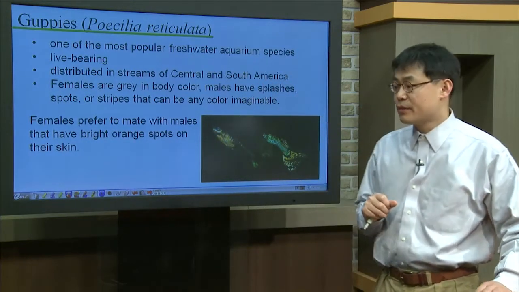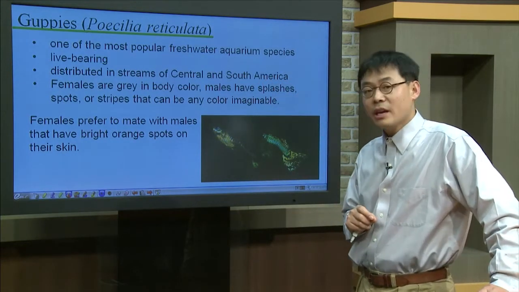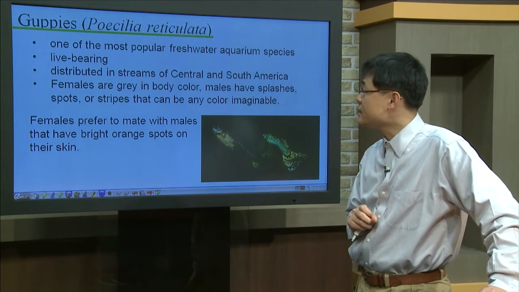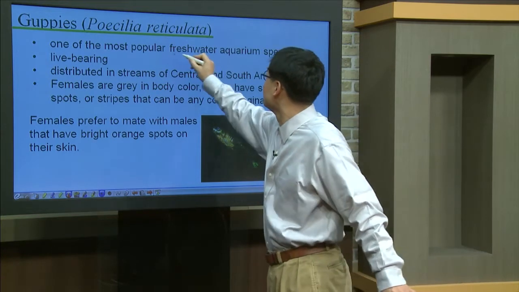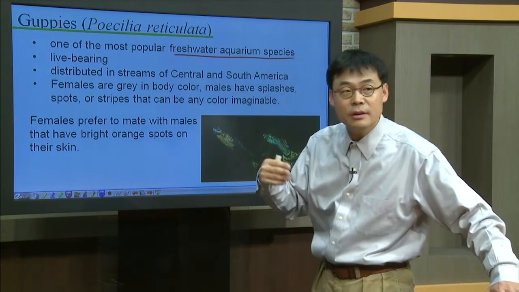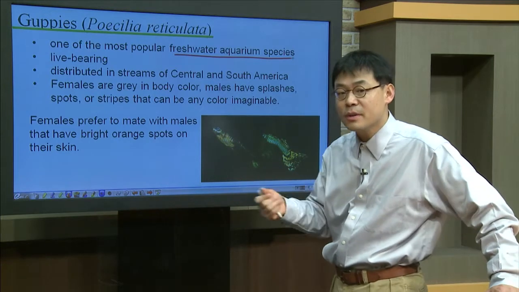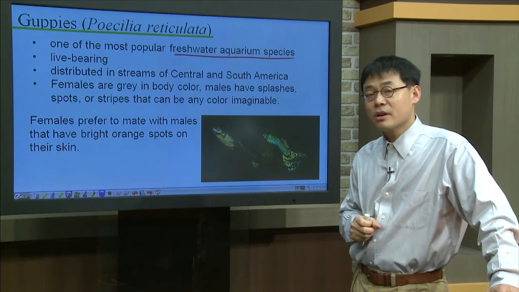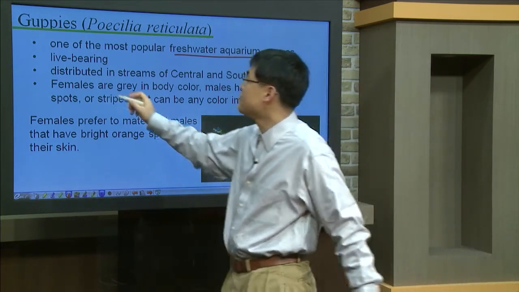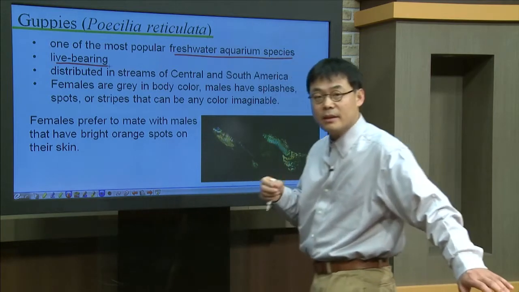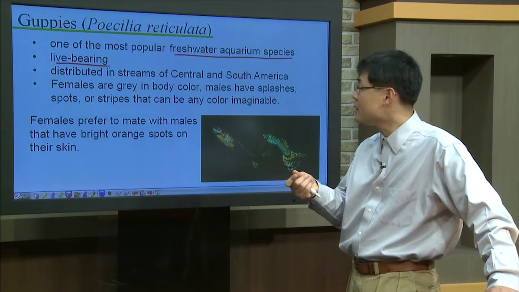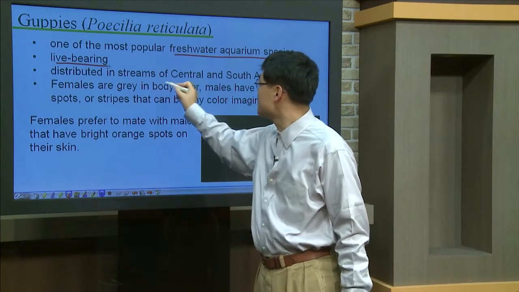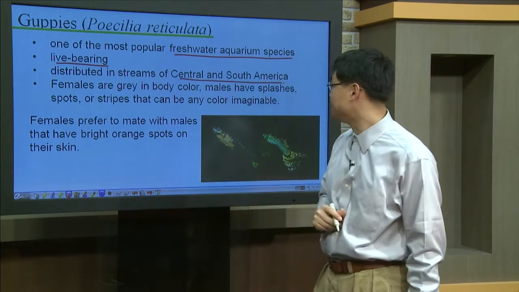Okay, for the first topic, the origin of a signal, I want to take you to the guppies. The guppies are one of the most popular freshwater aquarium species. If you go to the pet shops in the aquarium, the small fish, very cheap, very many, those are usually the guppies. They are live-bearing, meaning that they give birth to live animals. Also, they are distributed in nature in streams of Central and South America.